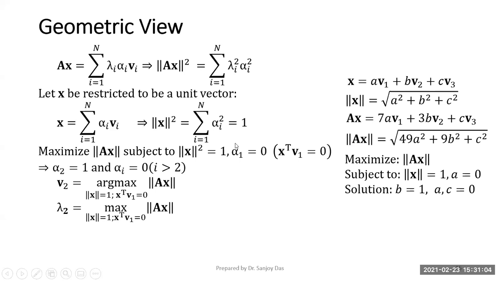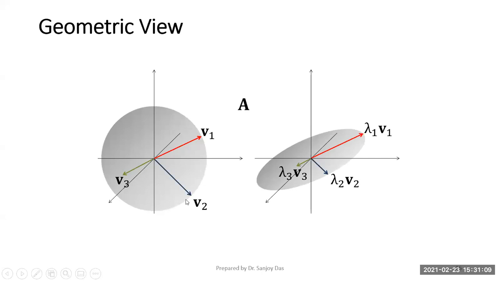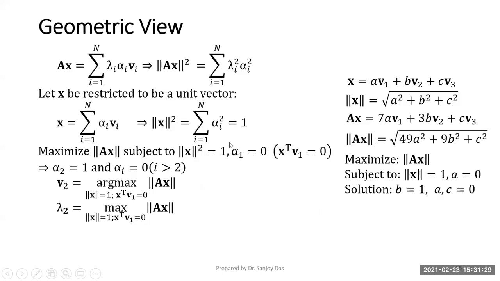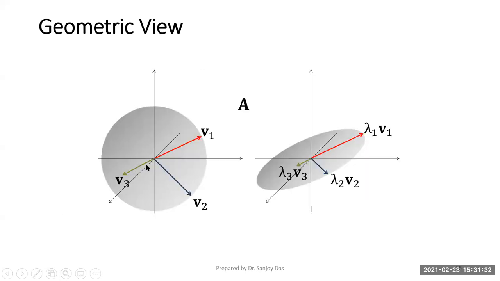Now, what happens is we want to maximize the amount of stretching. Let's take a three-dimensional case here. Let's say X is a unit vector. We want to maximize the length of AX, where X is a unit vector. The solution is X is V1.